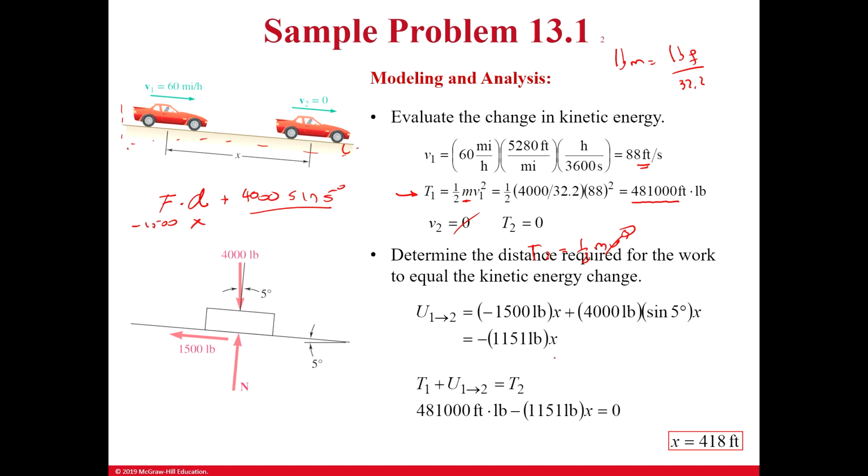Therefore, by computing that, this is times x, and the distance is given by the force times distance, okay? But we have to do the force balance right here: negative 1,500 and then this component of 4,000 sine of 5 degrees. Since they're asking for a distance, we have to do the free body diagram. Then the work is the kinetic energy at state 2 minus kinetic energy at state 1. We already have kinetic energy at state 1, and kinetic energy at state 2 is 0. Therefore, all we have to do is solve for the equation.